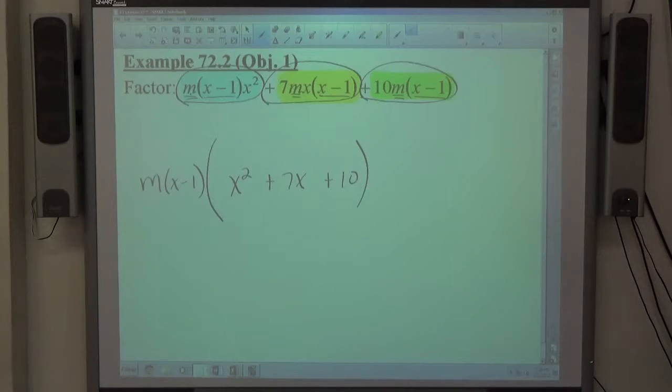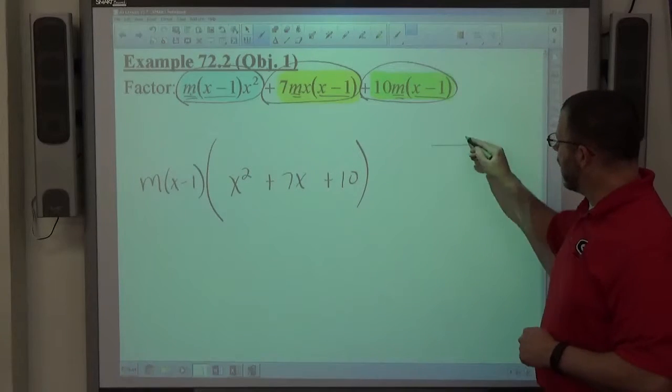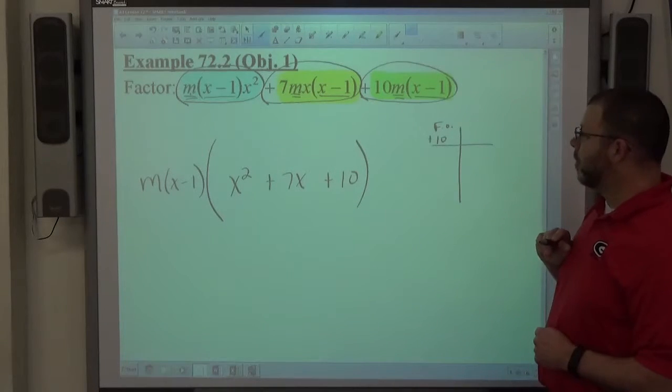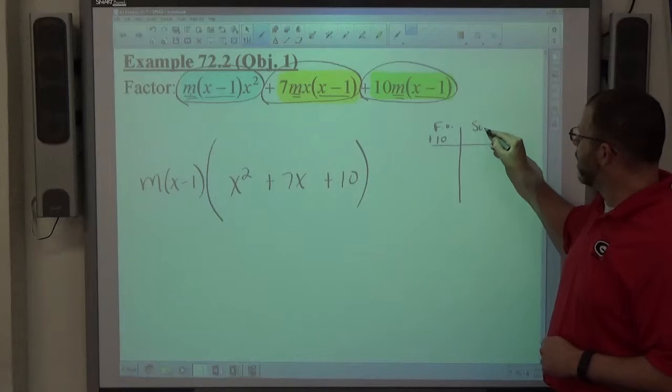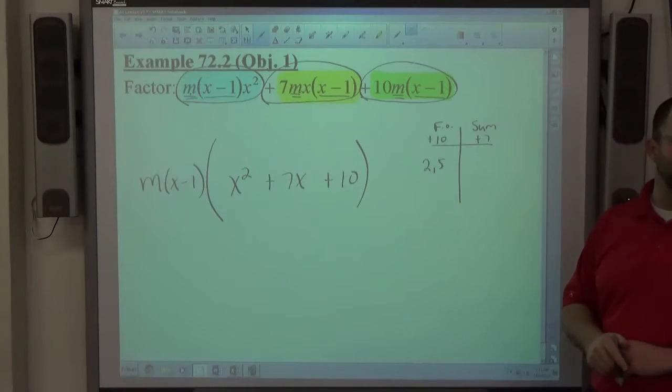So again, pull out the greatest common factor, everything you can possibly take out that's common. The leftover expression should be a basic quadratic trinomial. Our factoring chart will work every time, if it's factorable. We're looking for a positive 10 product with a sum of positive 7. You might immediately go to that one, 2 and 5.